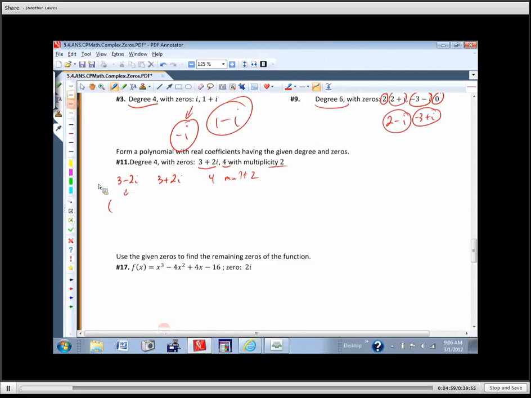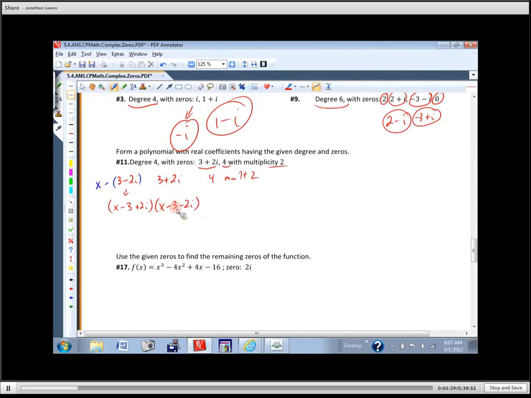It's going to be x minus all of that stuff. So it's going to be x minus 3, and then minus a minus 2i is going to be a plus 2i. Write down the next one. It's going to be x minus all of this stuff, so it's going to be x minus 3, and minus a positive 2i is going to be minus a 2i.